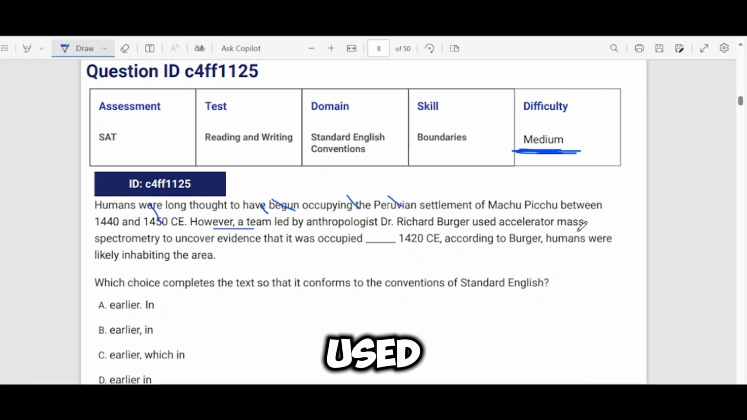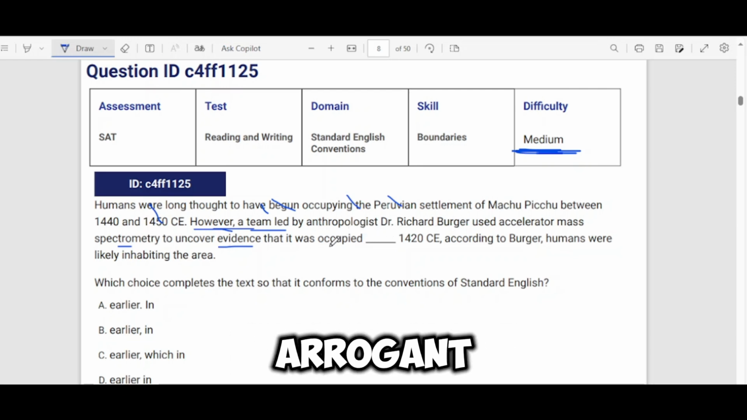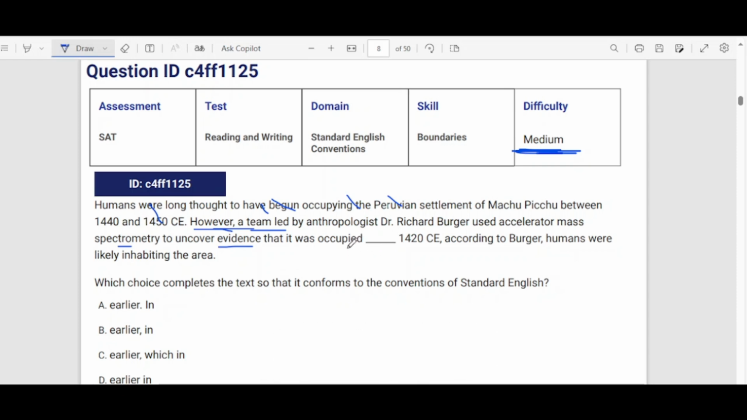However, a team led by anthropologist Dr. Richard Berger used accelerator mass spectrometry to uncover evidence that it was occupied earlier. Okay, so what is this? This is an independent clause. Don't get confused by "however," because there's a comma there. A team led by anthropologist Dr. Richard Berger used accelerator mass spectrometry to uncover evidence that it was occupied earlier. So this is an independent clause. Okay, so let's see what comes after this blank.